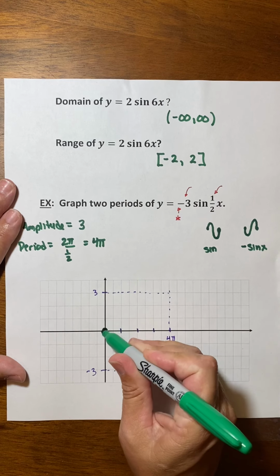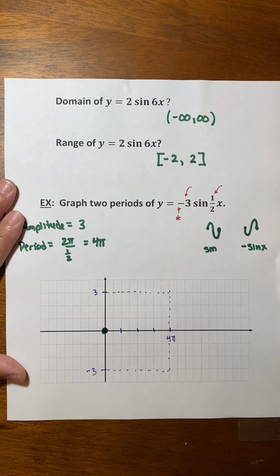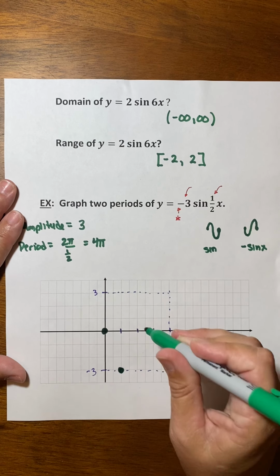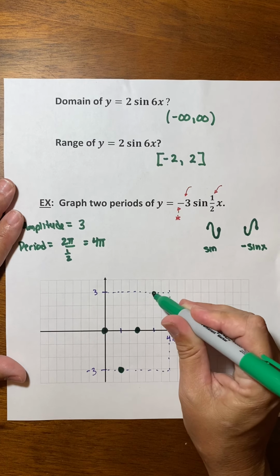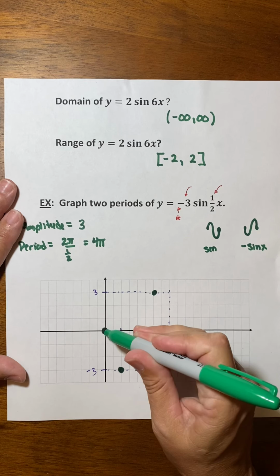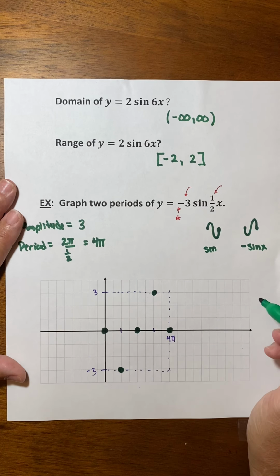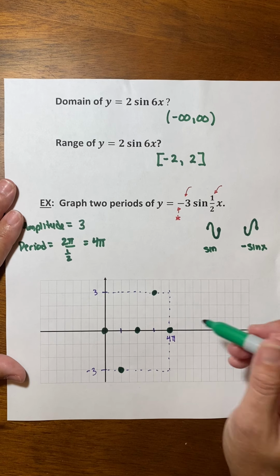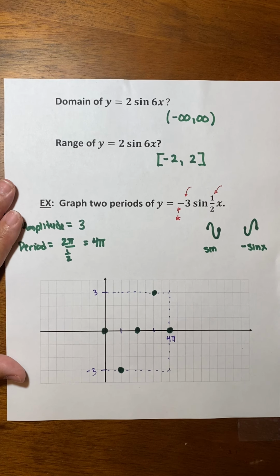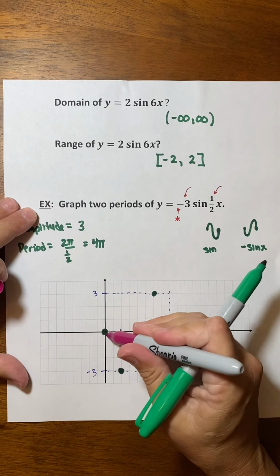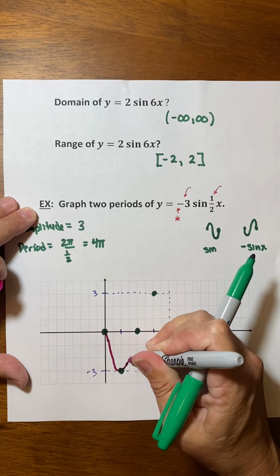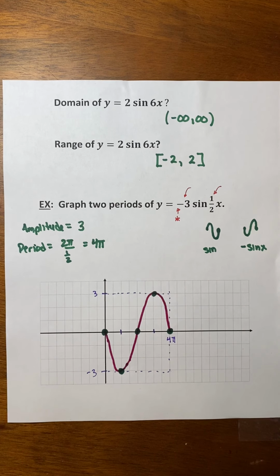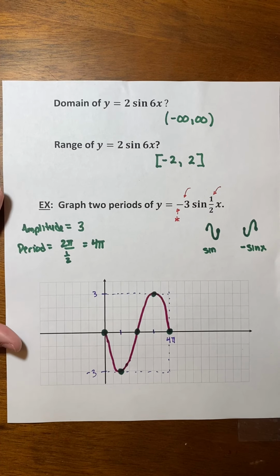The sine always starts in the center of the box at the origin. At the first point, it's going to reach its low point, cross in the middle. Third point, it's going to reach its high point. This time we went down first because of the negative 3. So these are our 5 points that we need. It's going to look like this. So that is one period of y equals negative 3 sine of 1/2 x.